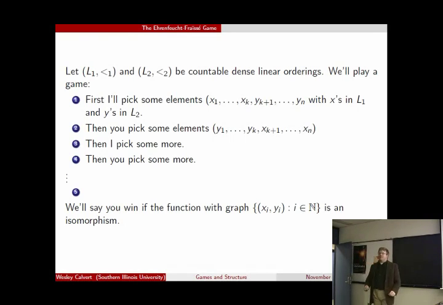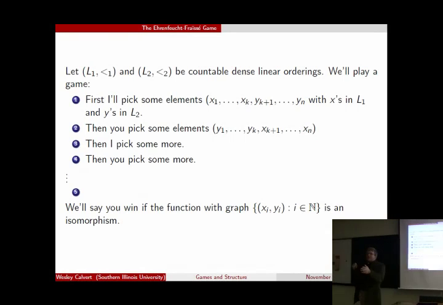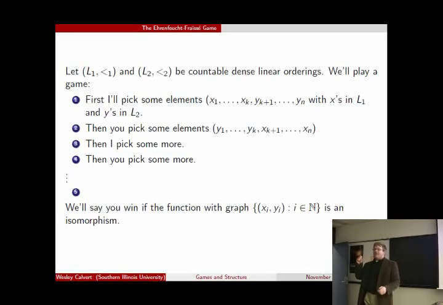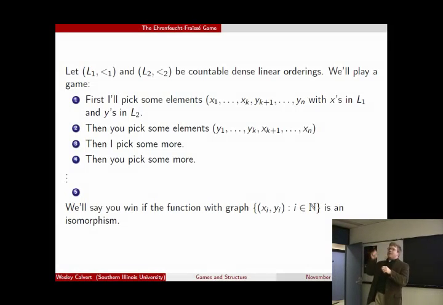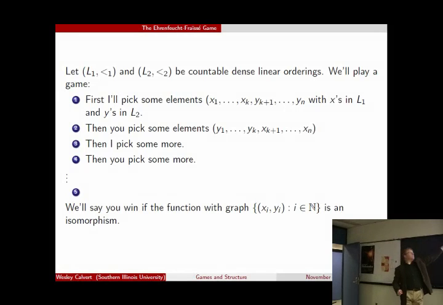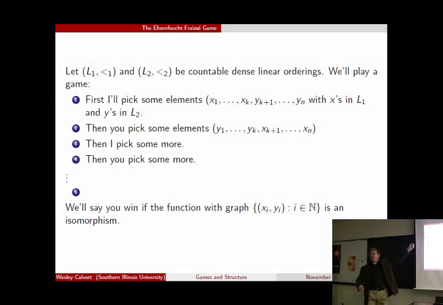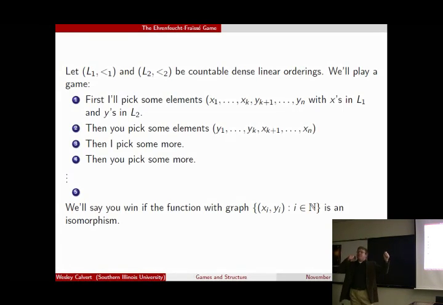What do you mean by match? Do I pick up from the other? Yes. So x1, I name an element of L1. And you're claiming that there's this isomorphism. So you have to say where x1 goes under this isomorphism. I name y1, or y_{k+1}. I name an element y in L2, and you have to tell me the x that maps to it.